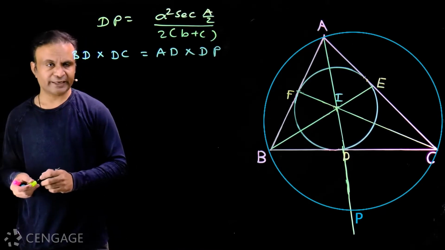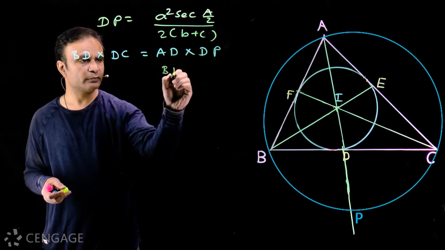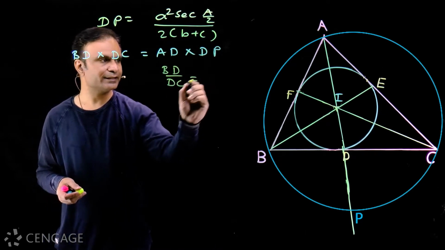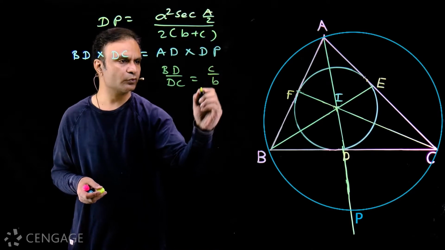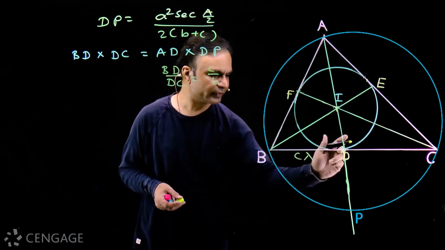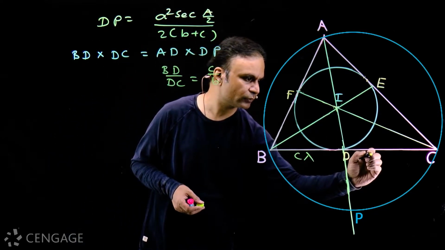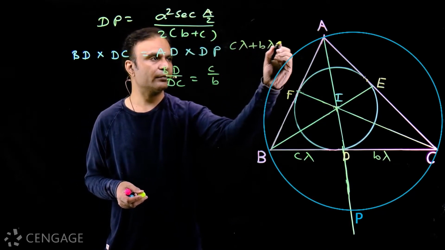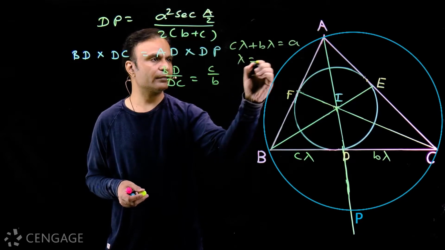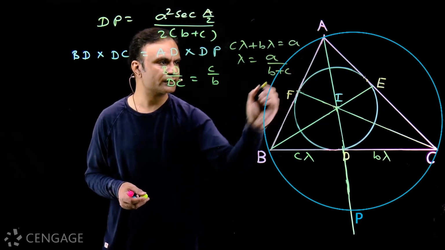Now we have lengths BD and DC. We have BD upon DC is equal to AB upon AC, means small c upon small b. So BD is equal to c lambda, DC is equal to b lambda. Now c lambda plus b lambda is equal to a. So we have lambda is equal to a upon (b plus c).